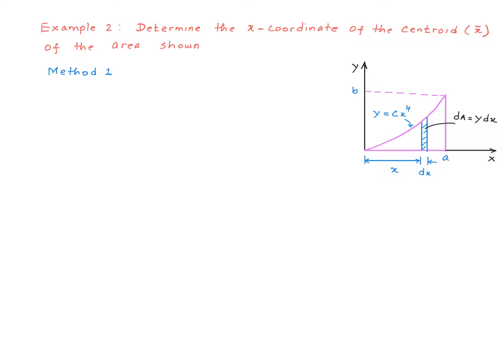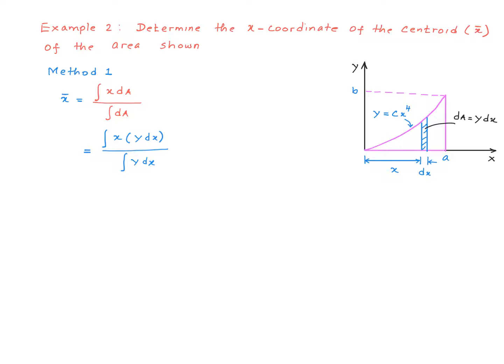In the first method, I'm going to take my little differential strip to be vertical like shown here. Even though the y coordinate of this point is different from that point, since this is a differential area, dx is supposed to be extremely small, right? So in that case, dA can be simply taken as y, which is the y coordinate of this point, multiplied by dx. Substituting this for dA in our formula for x bar, we have this.